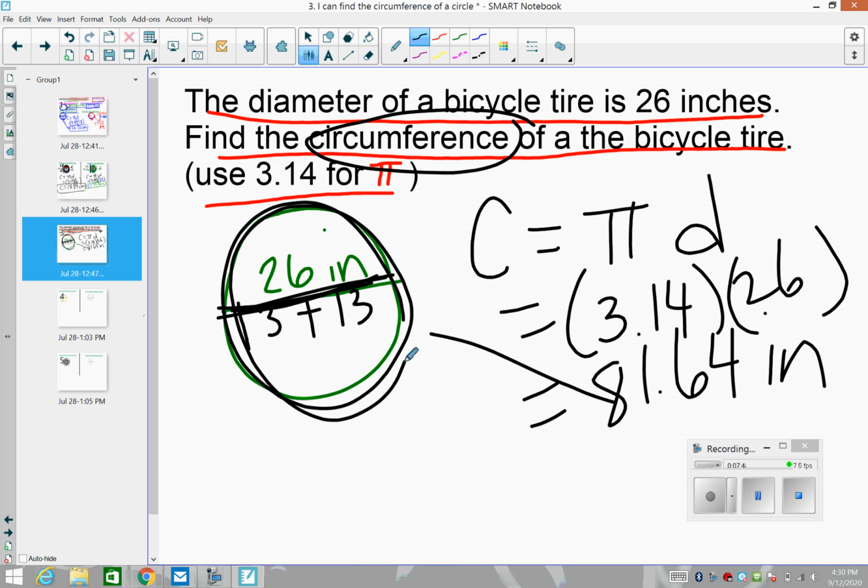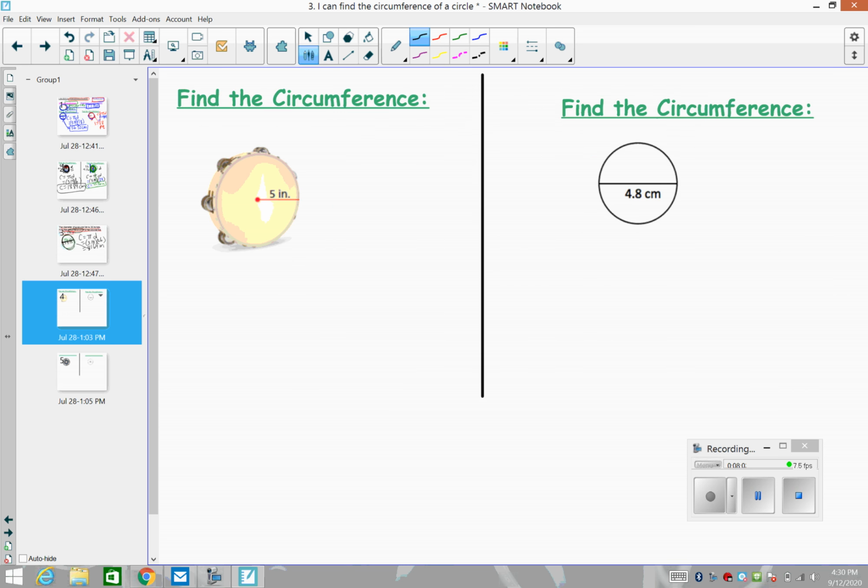Pause video at any point. If I'm going too fast, which I know I talk fast, just push pause or rewind it when you're confused or having a tough time. The good news is we only have 4 problems left. Yay! All right. These should look familiar to you because we did those yesterday.